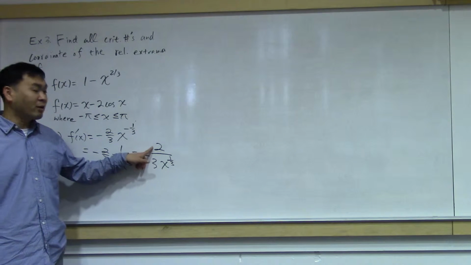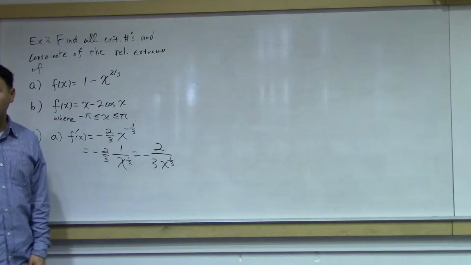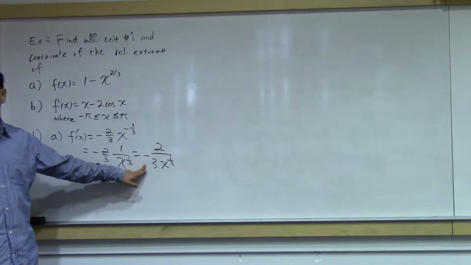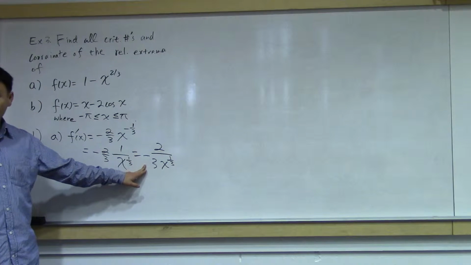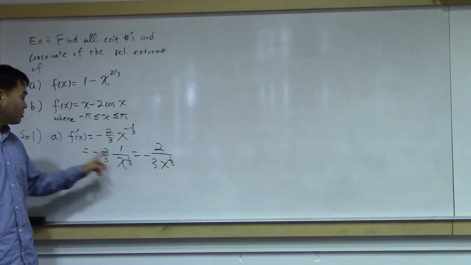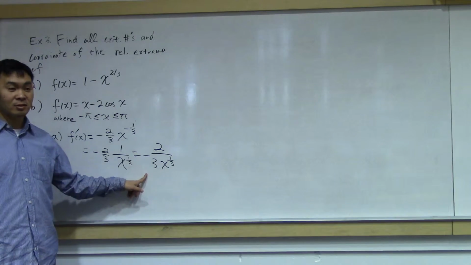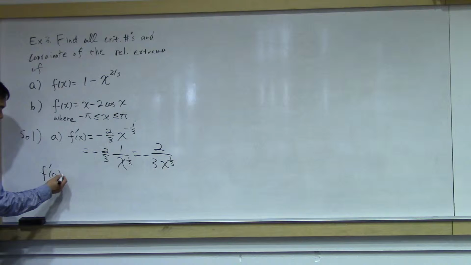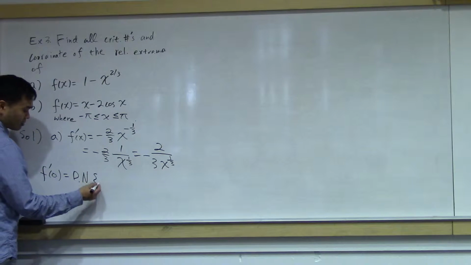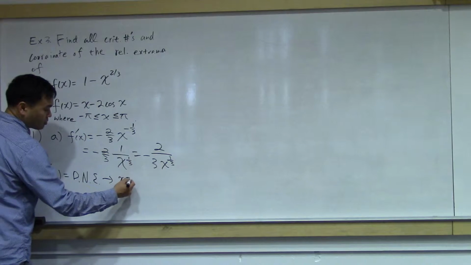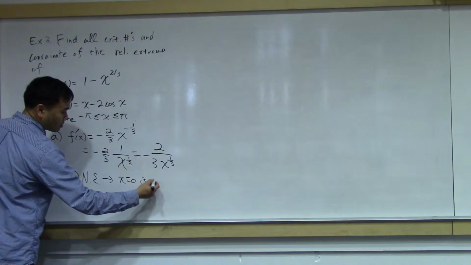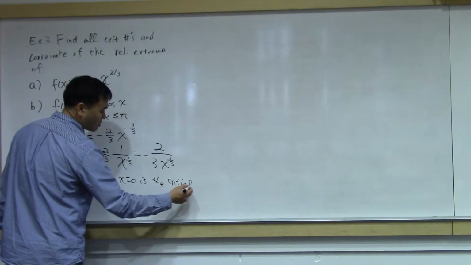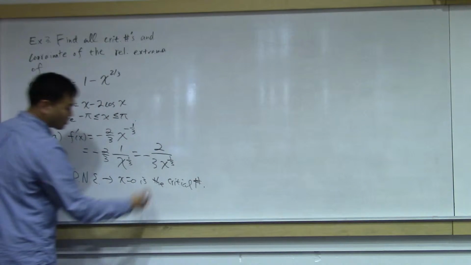Now, since the numerator is a constant, this can never be 0. However, there's one point where the derivative does not exist. Which one is it? This derivative is undefined for what value of x? X equal to 0. So x equal to 0 is a point where the derivative does not exist. So x equal to 0 is the critical number, because there's only one critical number for this function. Okay.